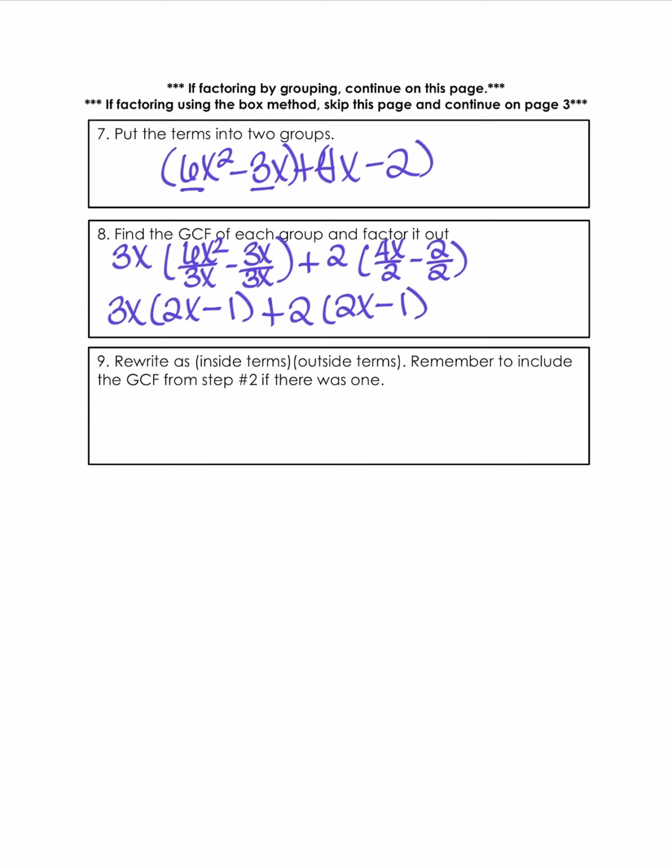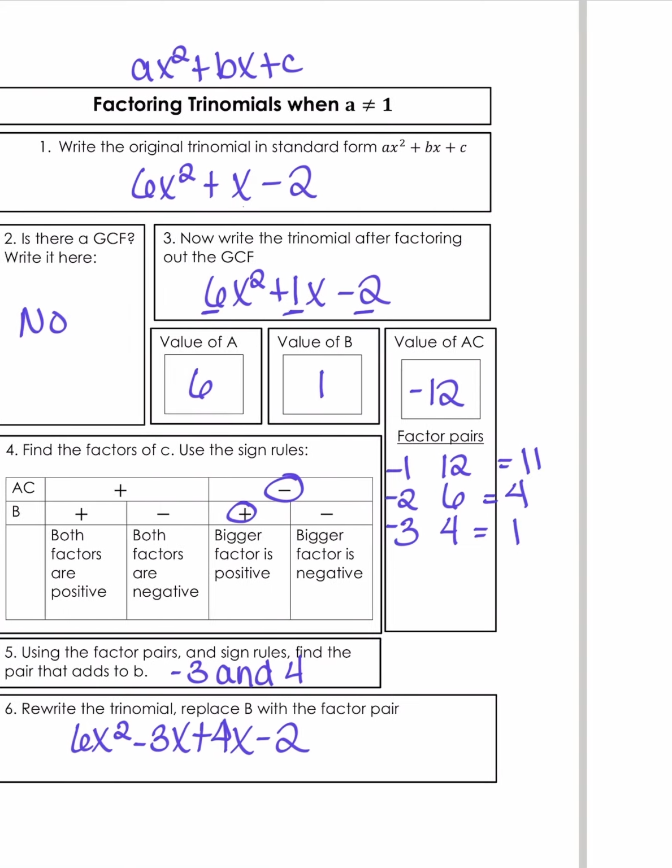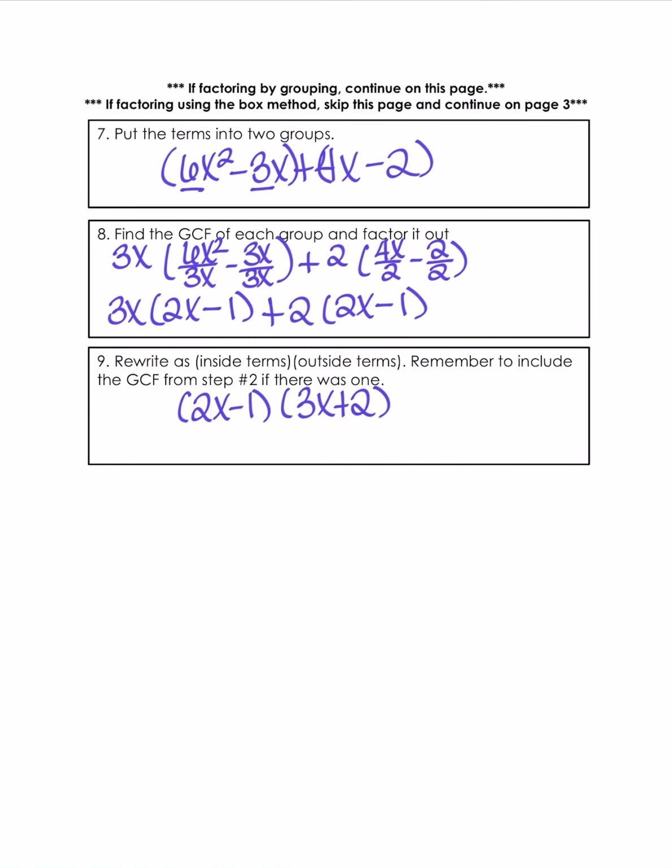Now all we need to do is write the inside terms times the outside terms. The inside terms are the terms that are in parentheses. So we have 2x minus 1 times 3x plus 2. And that's how you factor this. If there was a GCF in step 2, I would go ahead and write it in front here. But I didn't have a GCF in this problem, so I'm just going to leave it as is. This is fully factored now as we have written down.